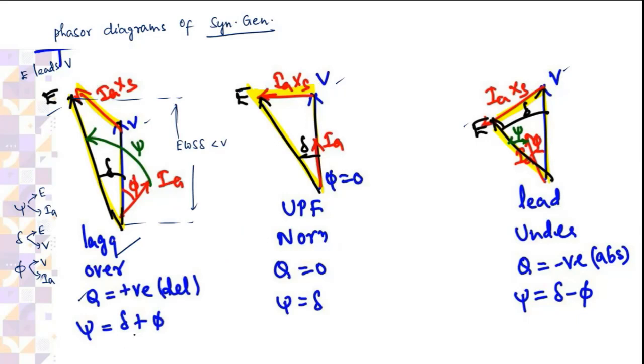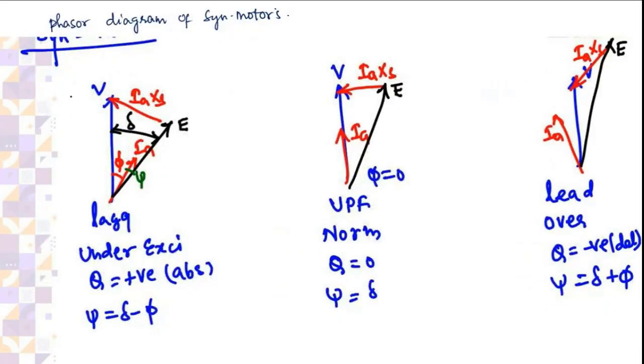So please see the psi also, how it changes. Here phi is 0. The power factor angle is 0. So for unity power factor, for leading power factor, sometimes they'll ask you based on the phasor diagram also. Be careful.